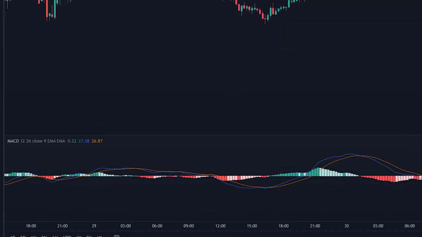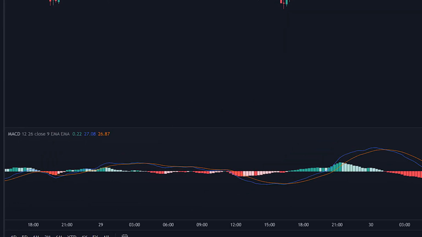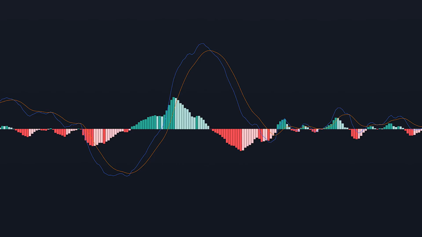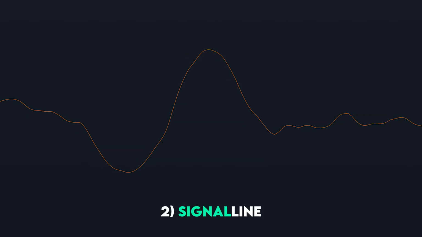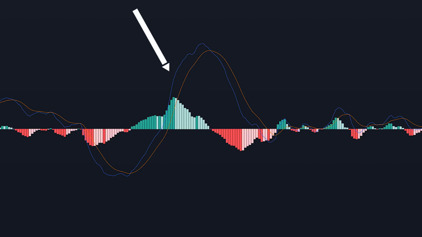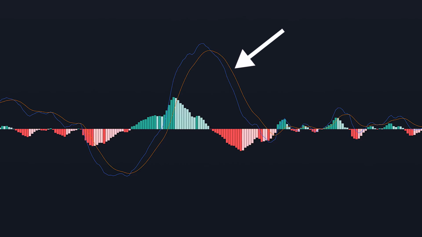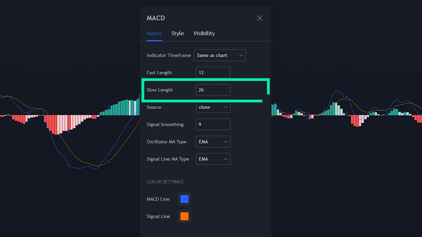Now that we have the MACD indicator added, let's make sure we know how the MACD actually works. The MACD is made up of 4 different components: the MACD line, the signal line, the histogram, and the zero line. The MACD line, which is the blue line, in most cases is usually a 12-day moving average. The signal line, which is the orange line, is usually a 26-day moving average.